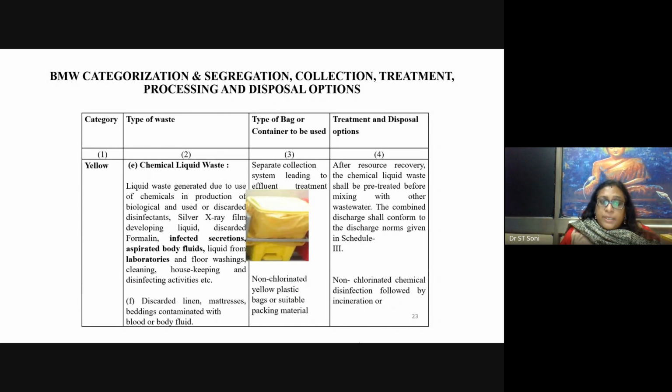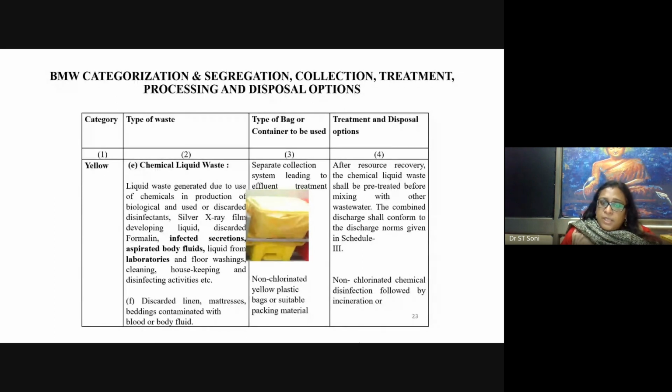Chemical liquid waste also comes under this category, and in the liquid waste, I would like to highlight certain points. Though it comes under the yellow category, there are many different types of liquid waste. It can be a biological material, discarded disinfectants, X-ray film developing liquid, discarded disinfectants like formalin, infected secretions, aspirated body fluid, liquid from the laboratories, washing, cleaning, housekeeping, and disinfection activity.